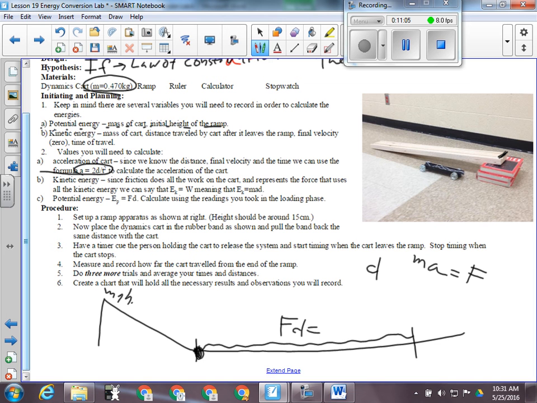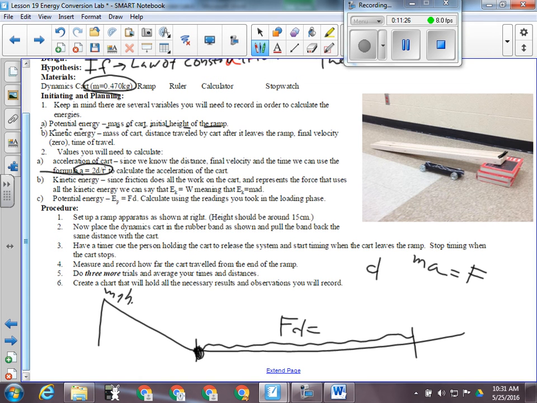Once we have the acceleration, we'll multiply it by mass. That's what it says here in part 2B. Multiply mass times acceleration times distance, and you've got your work done against friction, and thus your kinetic energy at the bottom of the ramp. Then it's just a matter of comparing the two.